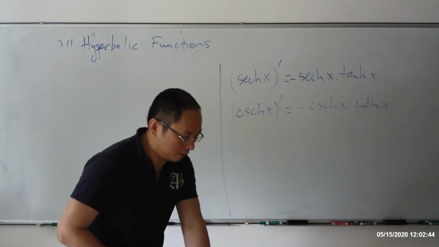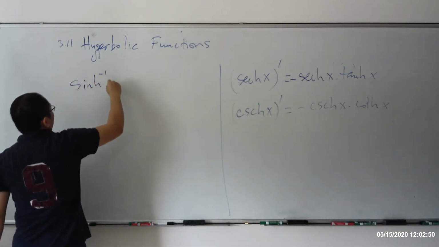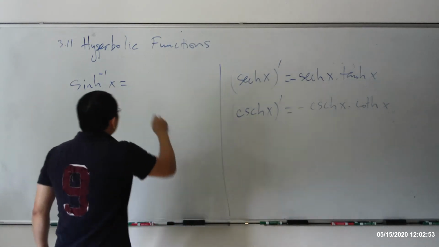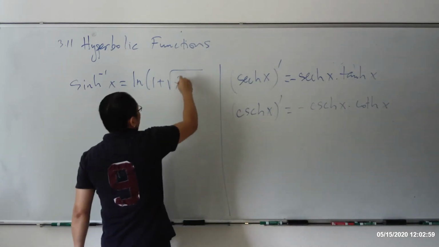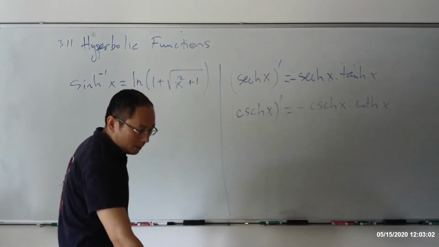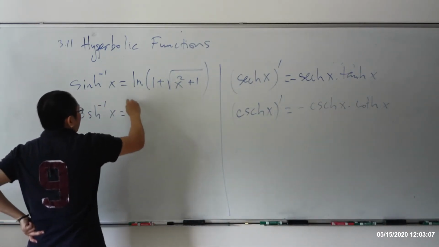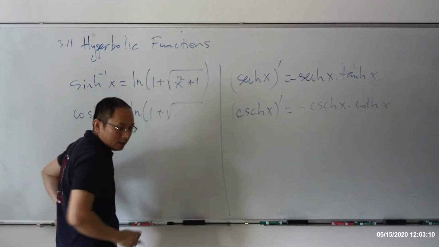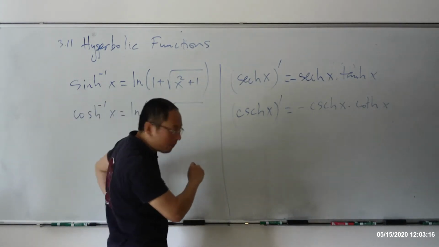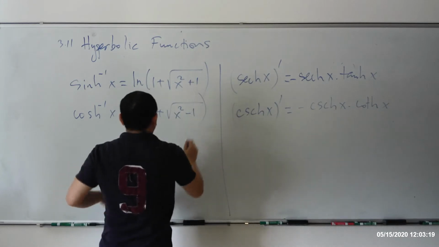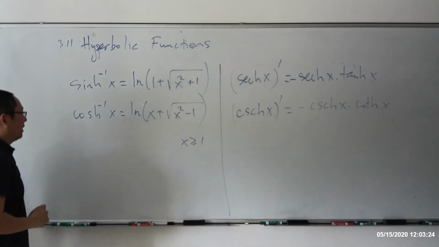They give you the function for the inverse as well, so let me copy it on the board. Hyperbolic sine inverse of x is equal to ln of x plus square root of x squared plus 1, where x is real numbers. Hyperbolic cosine inverse of x is ln of x plus square root of x squared minus 1. The condition for this is x being greater than or equal to 1, to make sure that the quantity inside ln is positive.